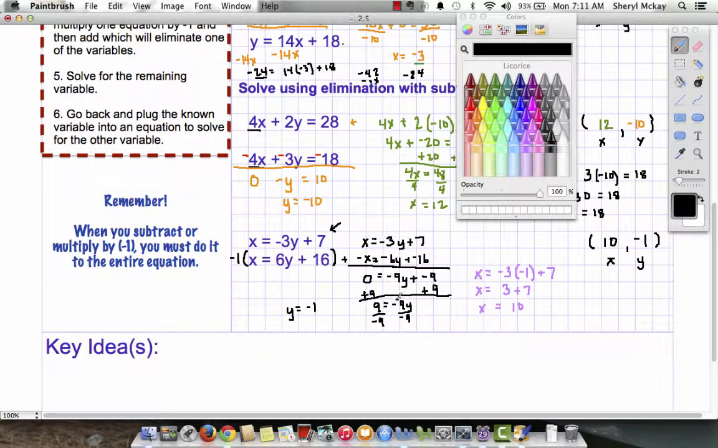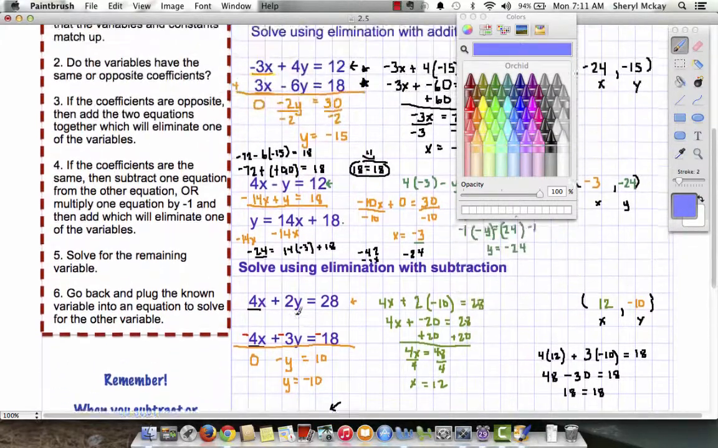Now, if you happen to use the other one, you can still do it. So let's do that one as well. We'll say x equals 6 times y, which is -1, plus 16. We've got x equals -6 plus 16. -6 plus 16 is a positive 10. X equals 10. Works either way. So that's how you solve with elimination.